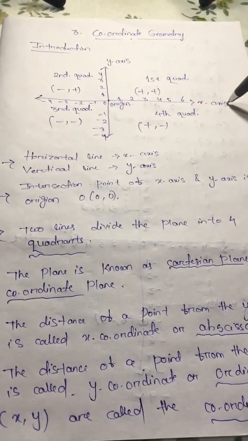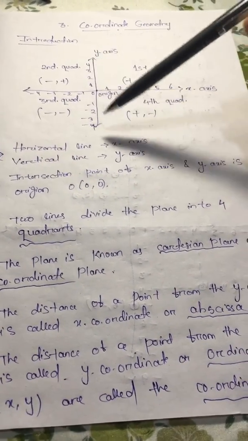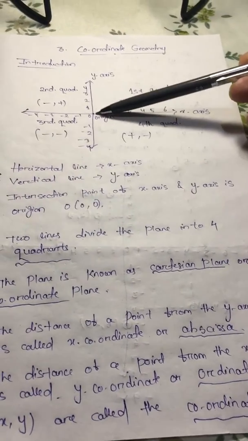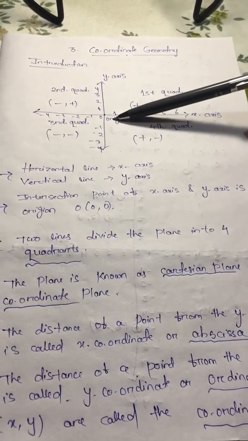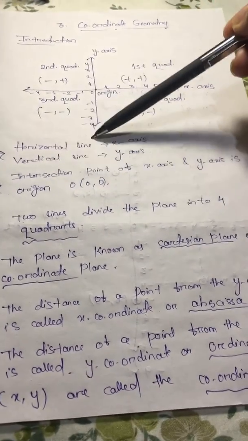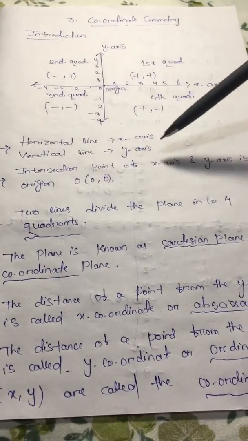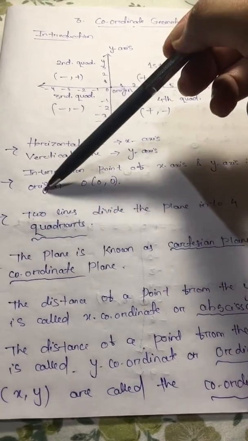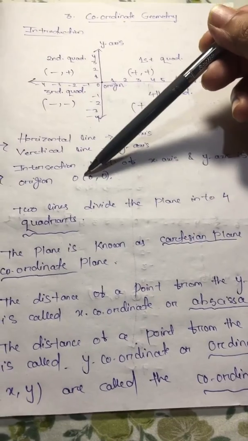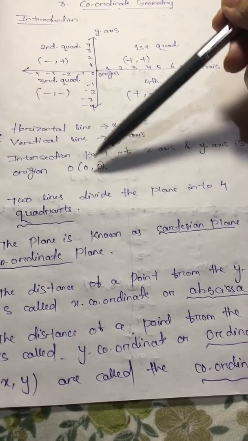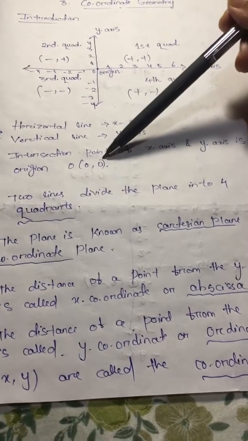This horizontal line is known as your x-axis. This vertical line is known as your y-axis. You all know it. The intersection point of this x-axis and y-axis is known as your origin. So horizontal line is x-axis, vertical line is y-axis, and the intersection point of the x and y-axis is known as the origin, where the origin point is (0, 0). Now when I am writing this (0, 0), it means x is 0, y is also 0.